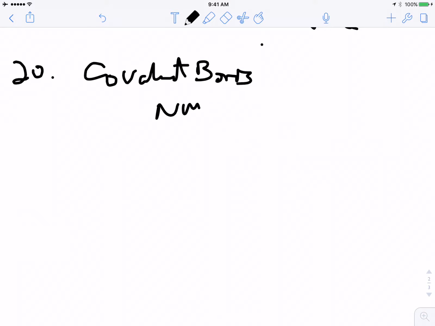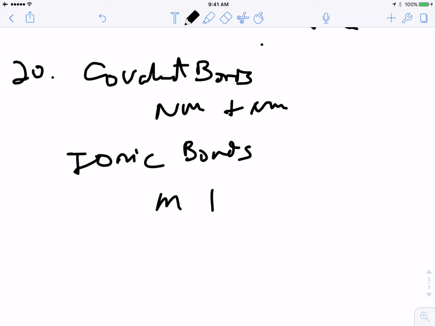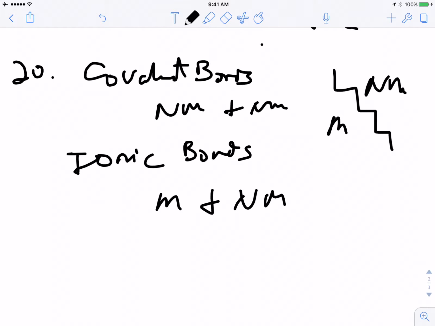20. Difference in bondings. We know that covalent bonds are between a nonmetal and a nonmetal, and then ionic bonds are between a metal and a nonmetal. So with that in mind, we have to remember that staircase as it separates nonmetals and metals. And the answer, I believe, is B.